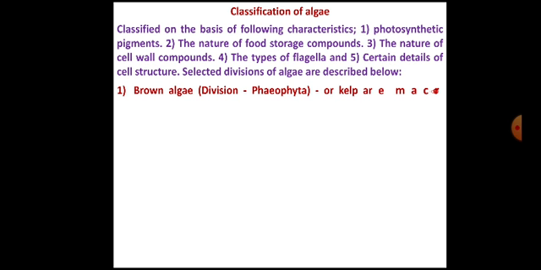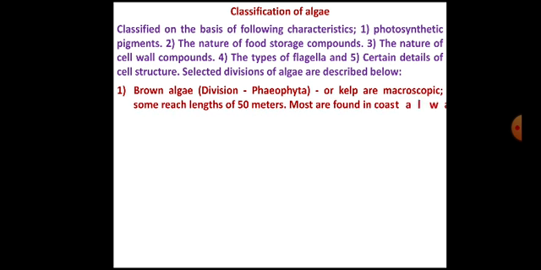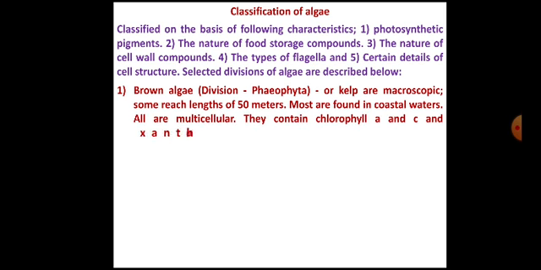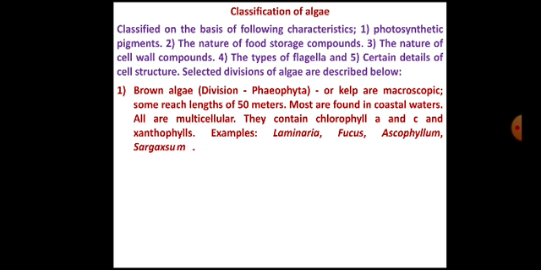Like the first division is brown algae, that is phaeophyta, or they are also called kelp. The unique characteristic of this algae is their size, they are macroscopic, they can be as big as approximately 50 meters, so they are quite big, comparable to plants. Most are found in coastal waters. They are multicellular and they contain chlorophyll A and C, then accessory pigments, xanthophylls. Examples you need to remember: Laminaria, Fucus, Ascophyllum, and Sargassum.